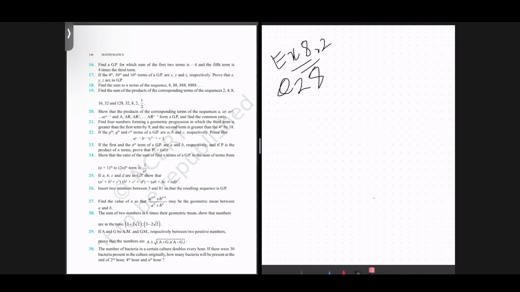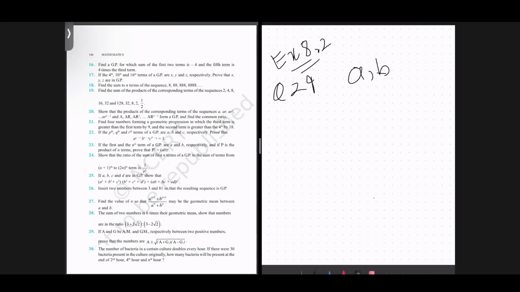So moving on, we solved question number 28. Let's try and see what question number 29 tells us. In question number 29, we have been asked, if A and G be the AM and GM respectively between two positive numbers, prove that the numbers are A plus minus under root (A plus G) into (A minus G). Let us assume that these two positive numbers are going to be a and b.